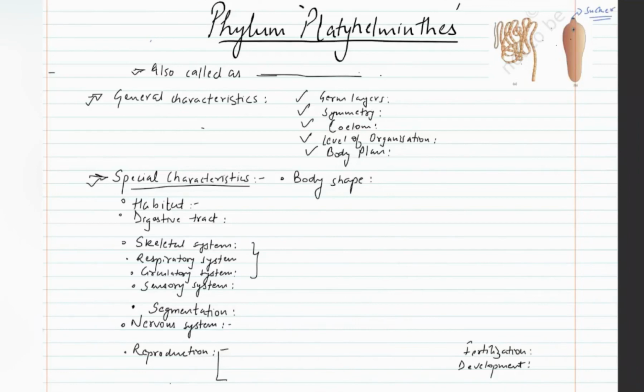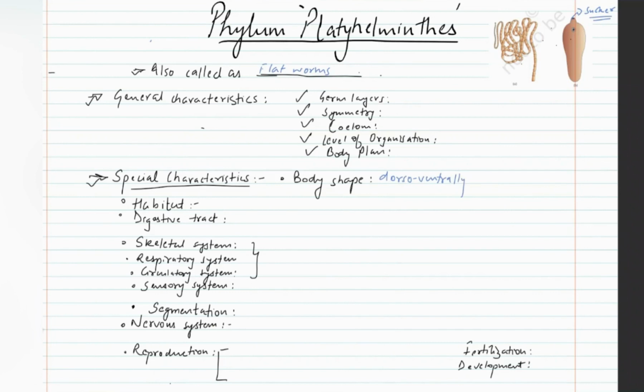In the previous video, we had discussed about phylum Ctenophora. In this video, we are going to discuss about phylum Platyhelminthes. Platyhelminthes are also known as flatworms. Why are they known as flatworms? Because their body is dorso-ventrally flattened.